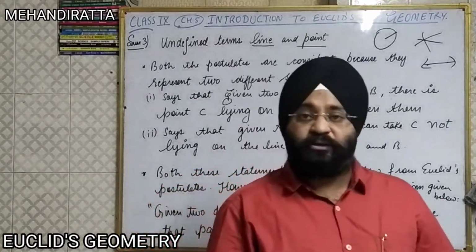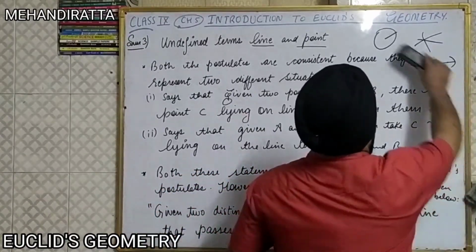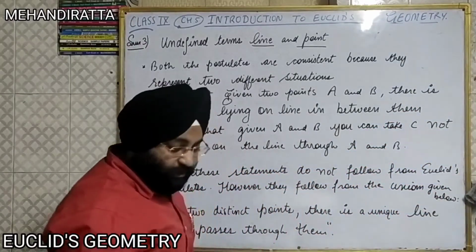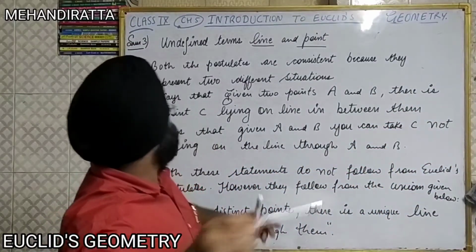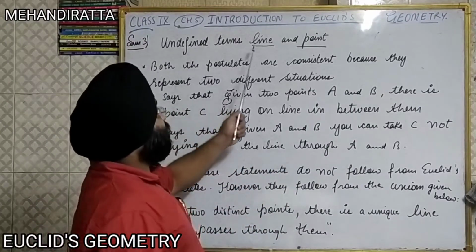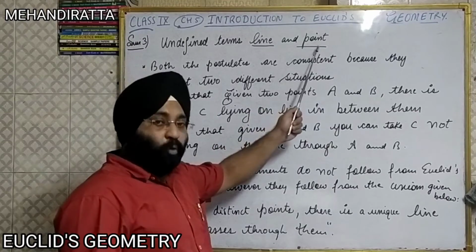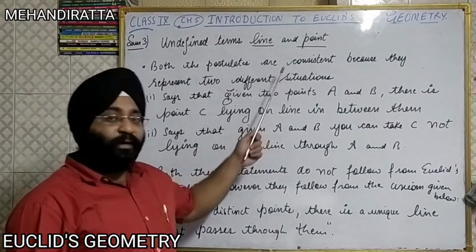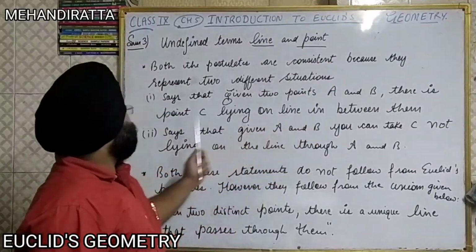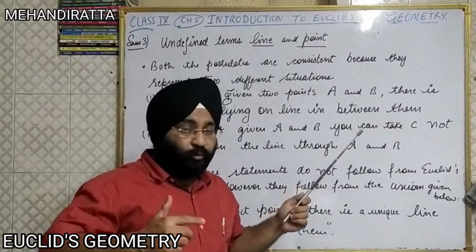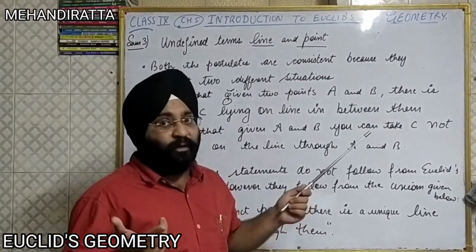So see the third sum now. Firstly, they have asked about undefined terms. Undefined terms are line and point. Both the postulates are consistent. Why are they consistent? Because they represent two different situations. They are representing two different situations, so they are consistent.